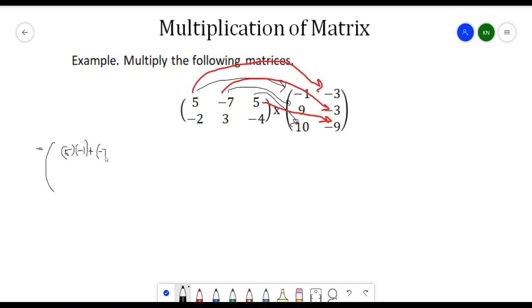So we have negative 7 multiplied by 9. Then add that again with the third element, which is 5 multiplied by 10. Then for another element, we have 5 multiplied by negative 3, plus negative 7 multiplied by negative 3, plus 5 multiplied by negative 9.